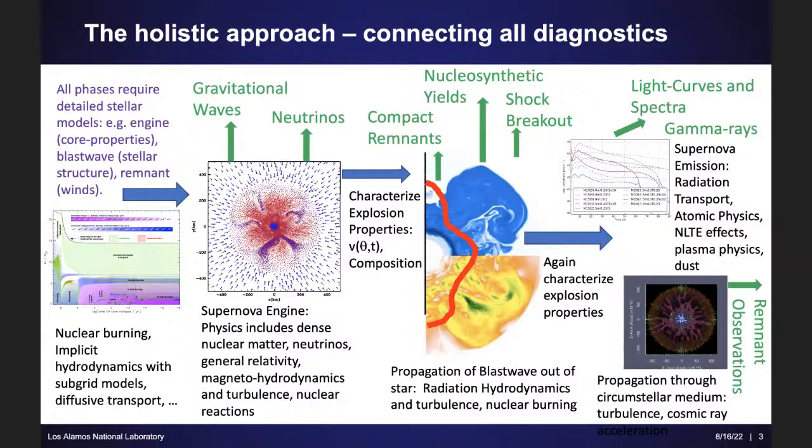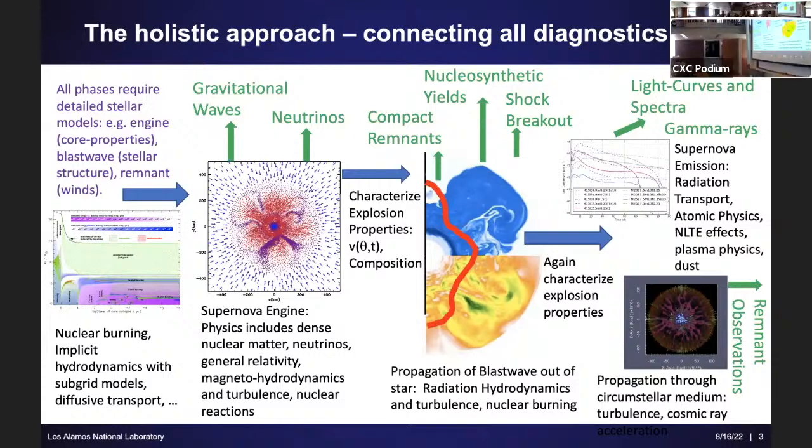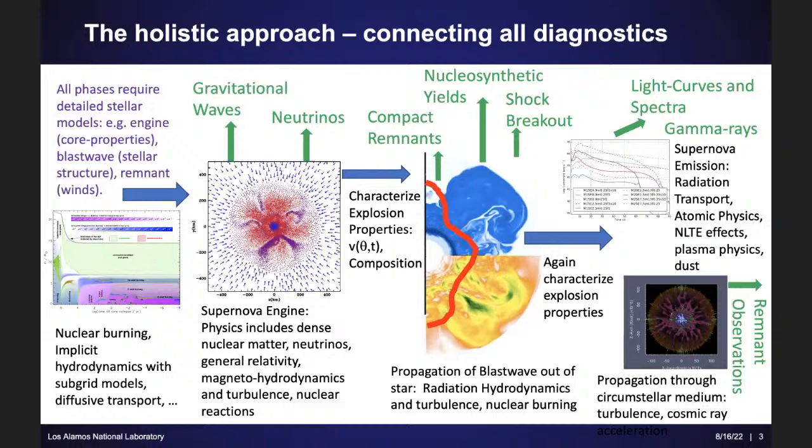The engine requires a huge amount of physics in nuclear physics, so dense nuclear matter, neutrino physics, general relativity in some cases, magnetohydrodynamics, turbulence, nuclear reactions. So it requires a lot of physics to be added, and the engine folk often work closely with these physicists to try to implement better physics. We're getting better and better at these models, but they're not at the level that we're going to give quantitative solutions that we know are true.